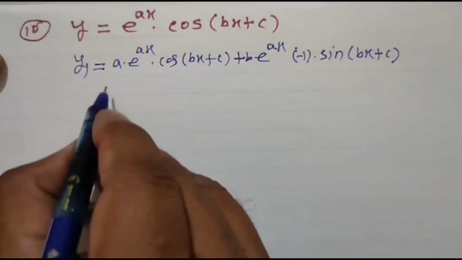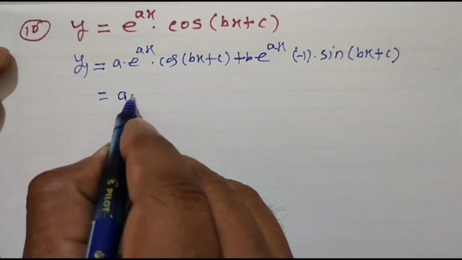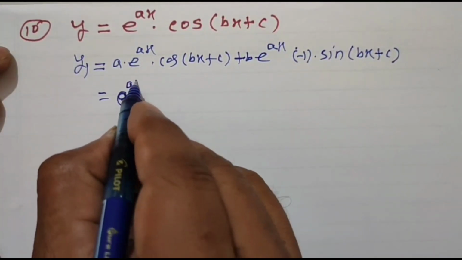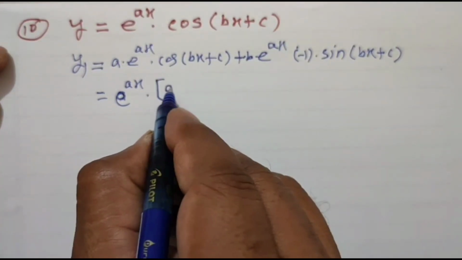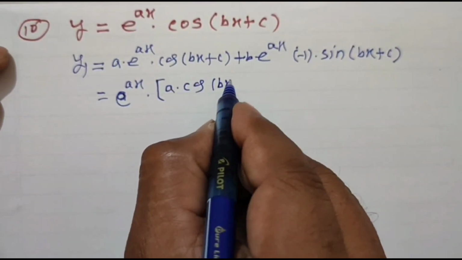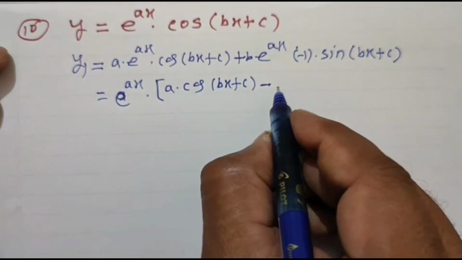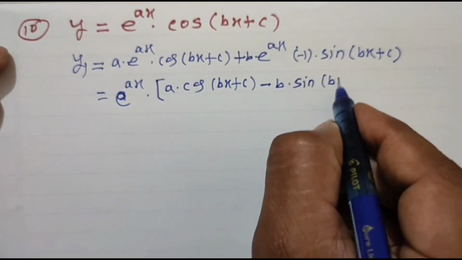Now simplify this. This is equal to a into, first take e to the power ax common from here, e to the power ax into bracket a into cos of bx plus c minus b into sine of bx plus c.